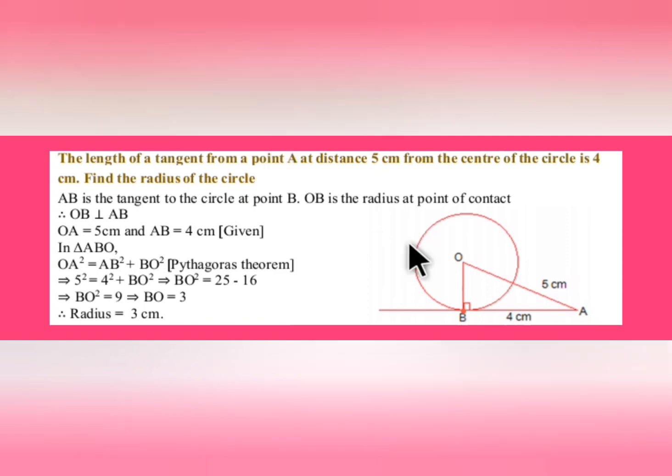Find the radius of the circle. We need to find the radius. And again we are using Pythagoras theorem here. Two sides are known. The third side you can find out using Pythagoras theorem. The answer you get is 3 cm. Both the lengths are given in centimeters only, so no need for conversion.